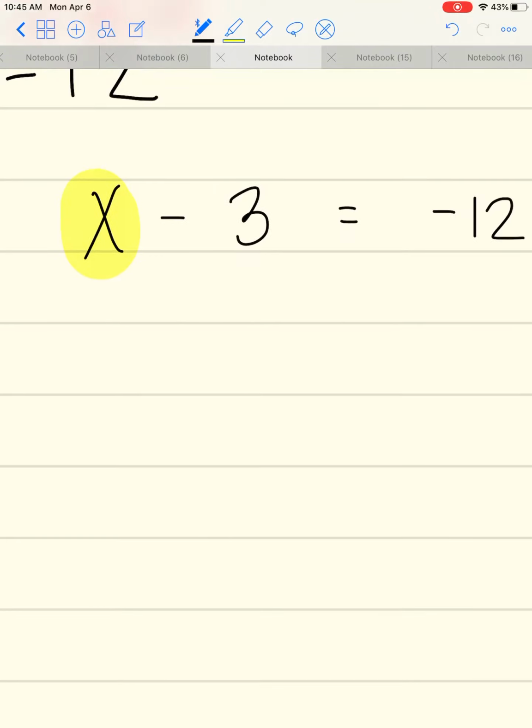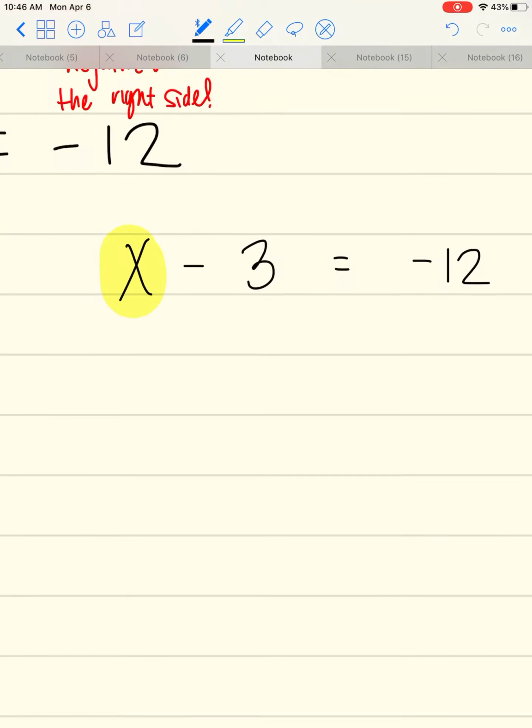But it doesn't always have to be x. So don't get confused if you see a different letter. What do we want to do with that, everybody? We want to isolate it. We want to isolate it.